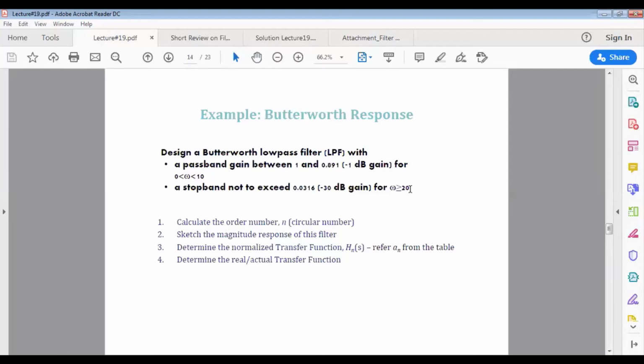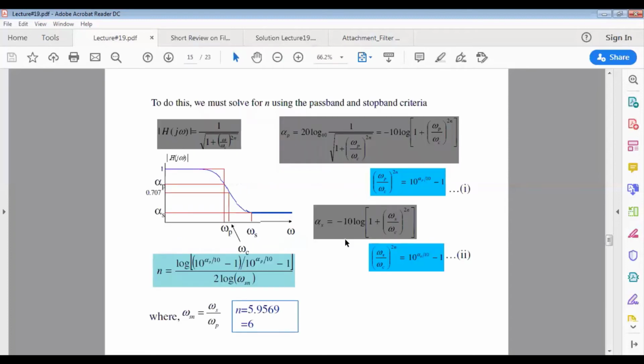These are the questions. Number 1, calculate the filter order. Number 2, sketch the magnitude response of the filter. Number 3, determine the normalized transfer function. And number 4, determine the actual transfer function. This is a straightforward method, but I'm going to show you clearly from this Butterworth response how to calculate these 4 important parameters. Let's have a look at this calculation.